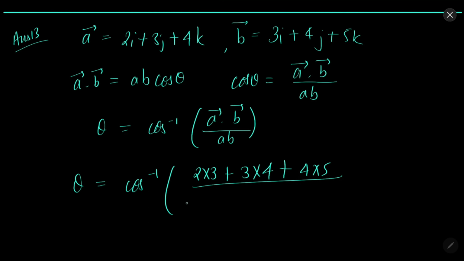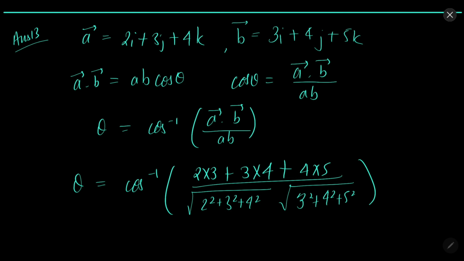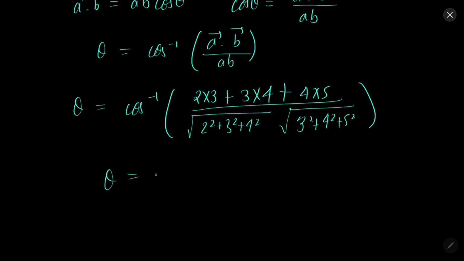Over their magnitudes, so the magnitude of a is 2 square plus 3 square plus 4 square. For b it is 3 square plus 4 square plus 5 square. So once you simplify this, theta will be cos inverse 38 over root 1450. This will be your answer.